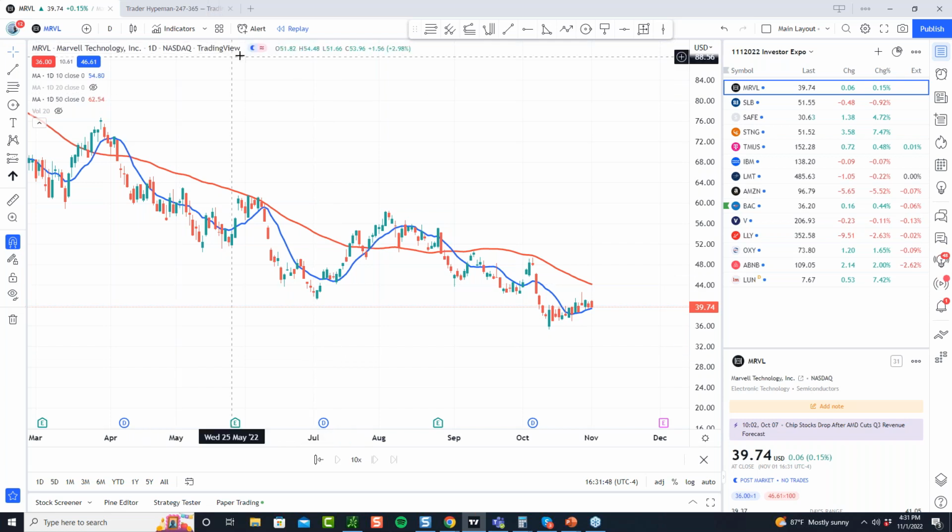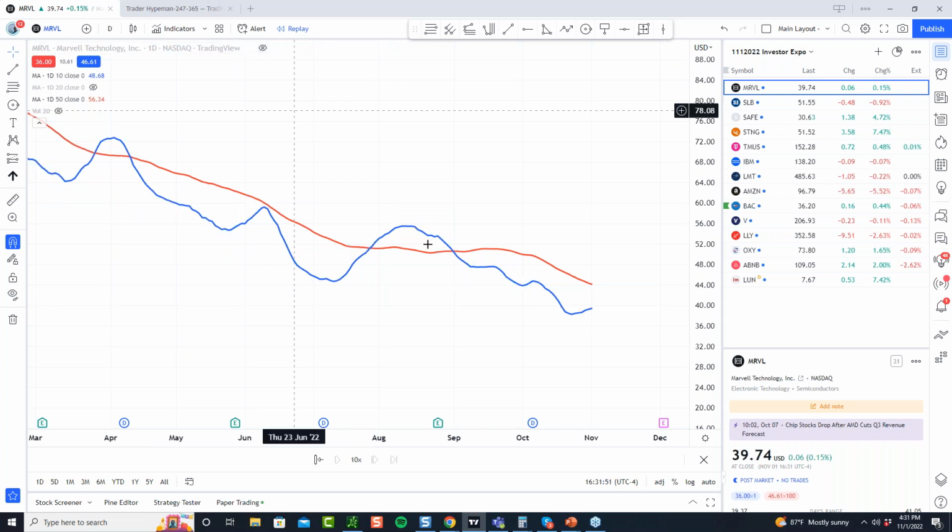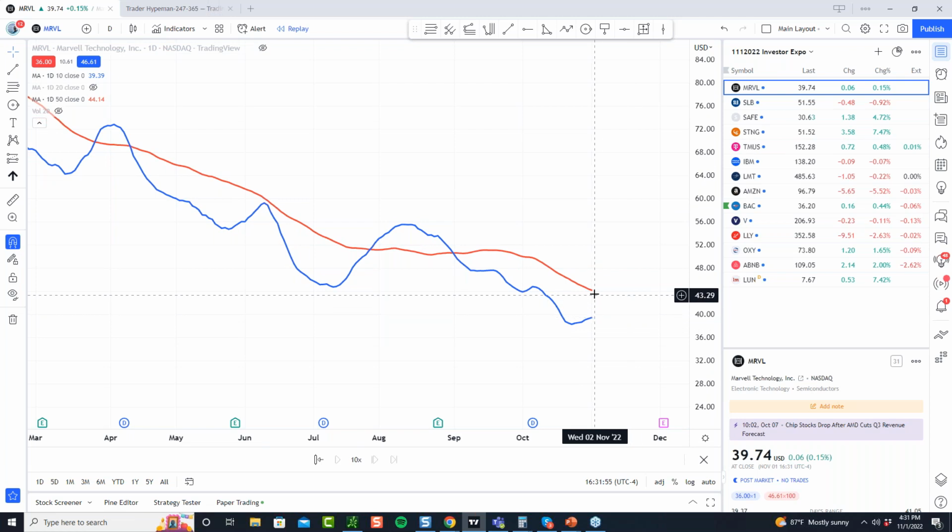So I'm going to get rid of the price bars for a second here. We're going to start back at the top, back with Marvell. Now the 10-day works just like the 50. The difference is I'm only looking at the last 10 days of average price. The 50 is 50 days, the 10 is 10. So what we also pick up is a short-term trend to add to our analysis.